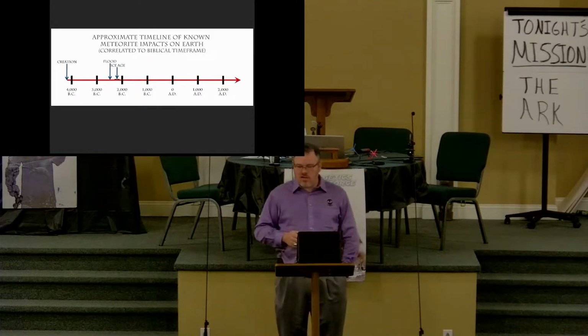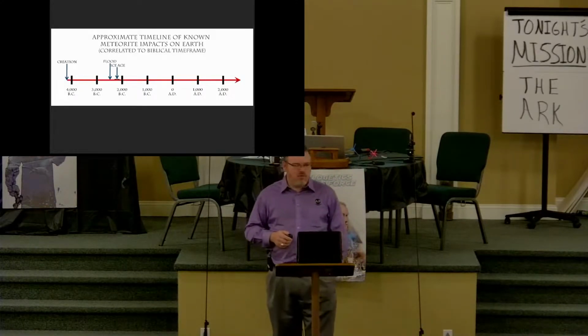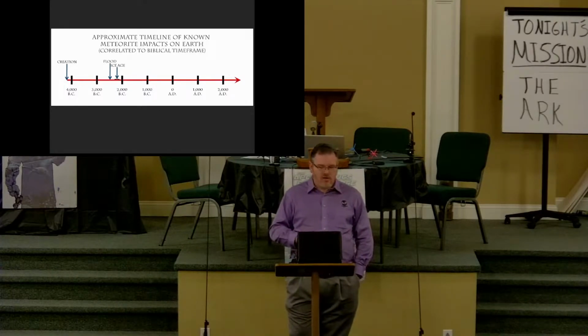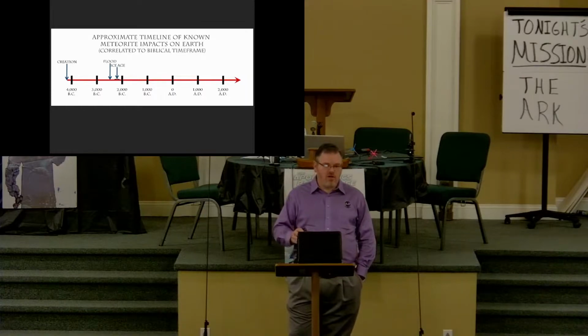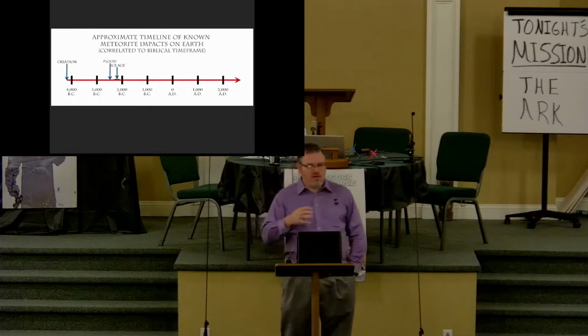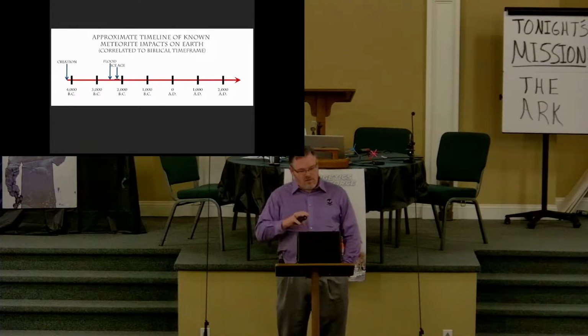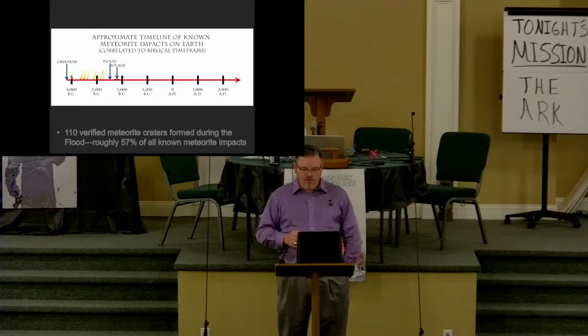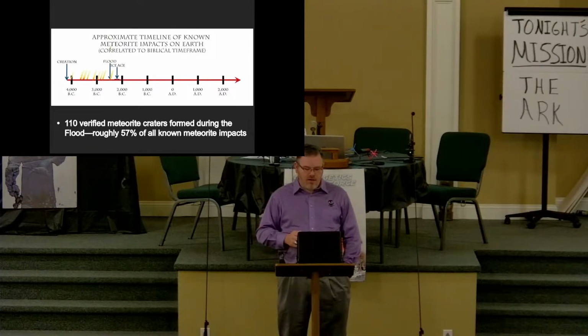Secular geologists tell us that there are roughly 200 craters on the earth that have been verified as being from meteorites. There's a lot of others that are claimed to be, but these have been verified. And when you convert the dates and the layers they're found in to the biblical time frame, you find that 57% of the confirmed meteorite impacts throughout Earth's history struck during the single year of the flood.